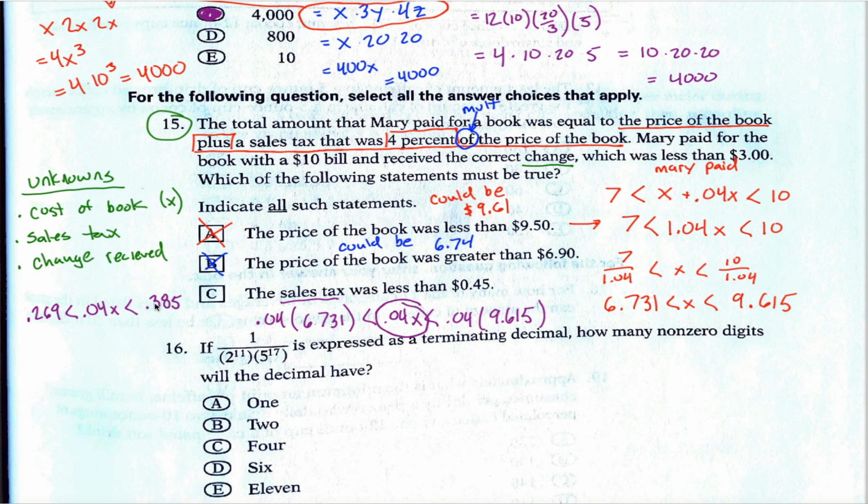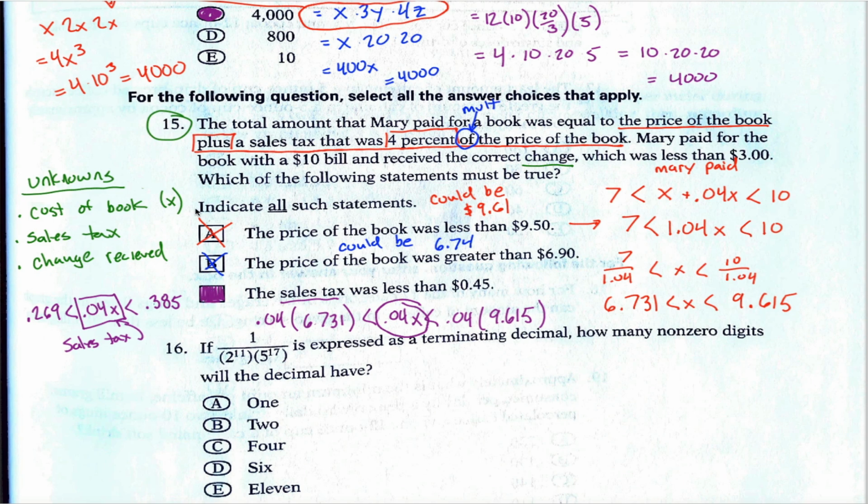With this compound inequality, I can evaluate the validity of statement C here. The sales tax was less than 45 cents. Yeah, absolutely it was, because this is the sales tax. What this compound inequality tells me is that the sales tax was between $0.269 and $0.385. It's less than $0.385. It's certainly less than 45 cents or $0.450. This is a true statement and the answer to the question. I guess I've been shading in correct answers, so sure, I'll do that.